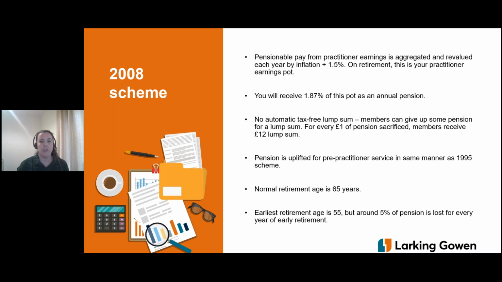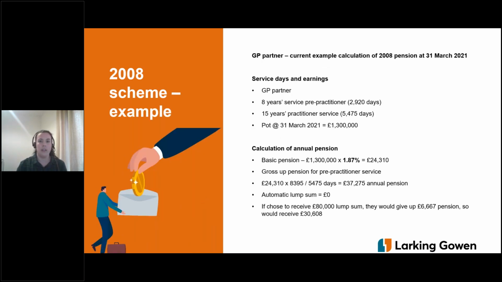Same as the 95 section, the pre-practitioner service is still uplifted. That is no different. So the main differences are the amount of pension that you get, the lack of automatic tax-free lump sum, and the extra 5 years to the normal retirement age. You can still take your retirement early. You still lose around 5% of pension for each year that you do go. So let's have another little look at this in an example.